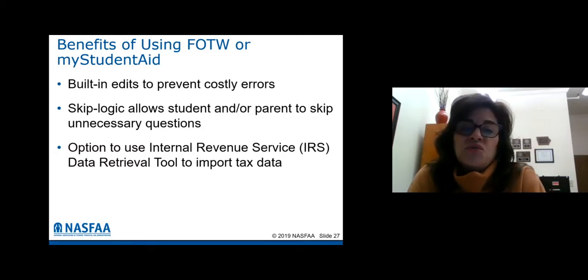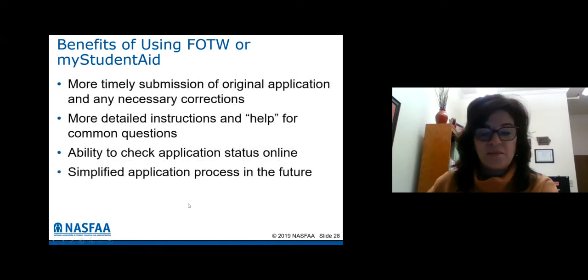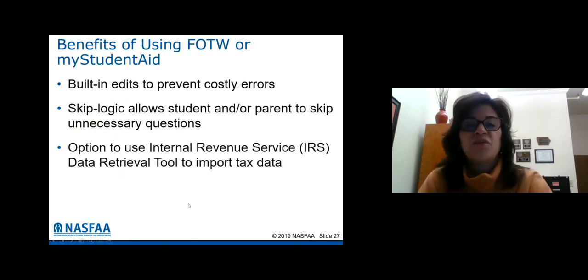There is an option to use, this is the best tip I'm going to give you tonight. So write this one down. There is an option to use the Internal Revenue Service data retrieval tool, which is the IRS DRT, to import all of your tax data. I highly recommend this, but this is the biggest clue. This is the biggest clue I'm going to give you right here.